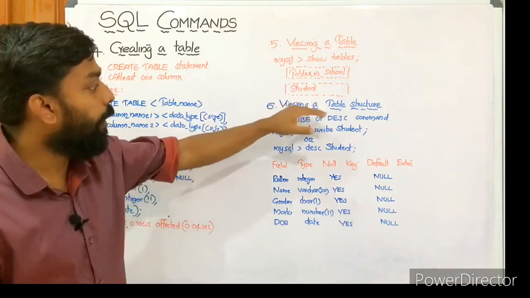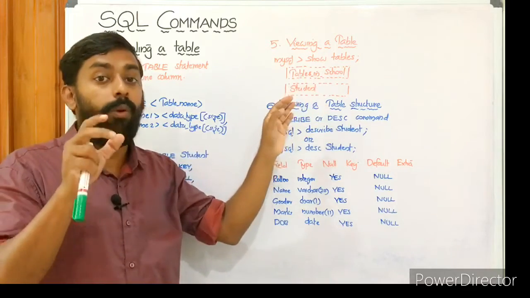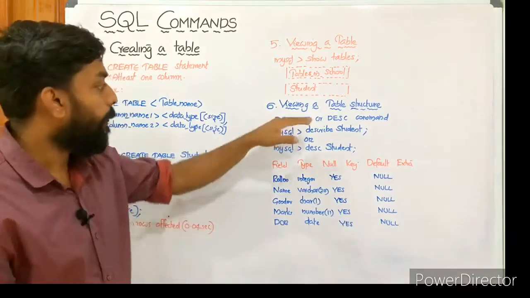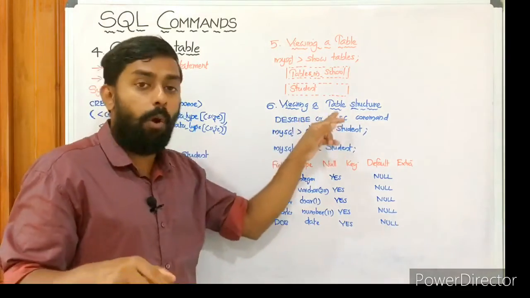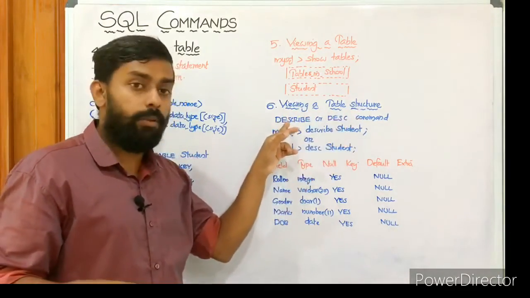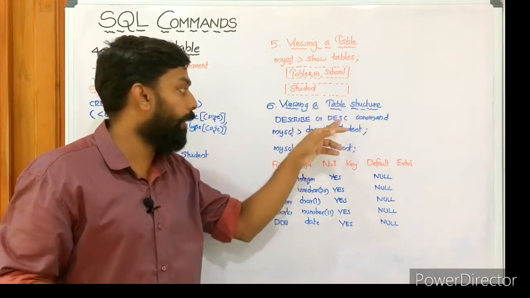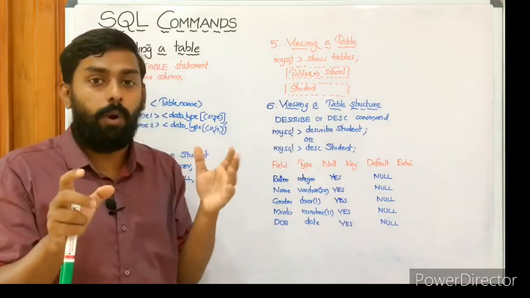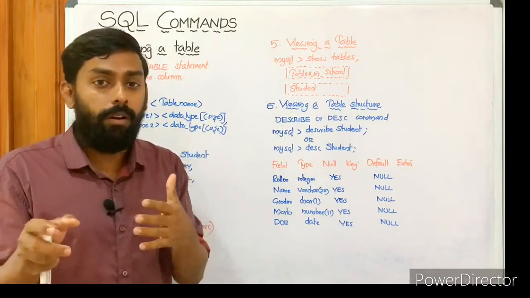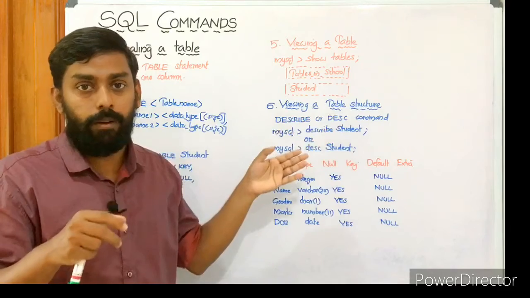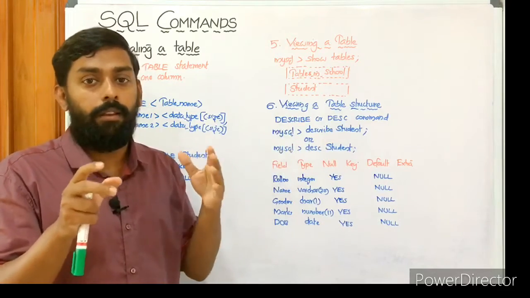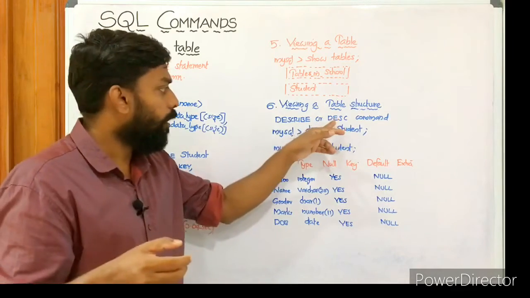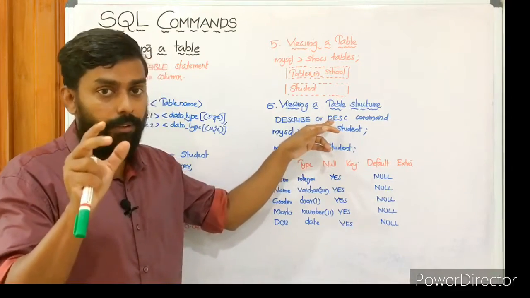Now let's look at viewing the structure of a table. We can either use the describe or DESC command. Here we use DESC as a command, but in the case of sorting, either in ascending or descending order, we can use it as a clause as well, like order by roll number ASC, order by roll number DESC. So here we are using it as a command, not as a clause.